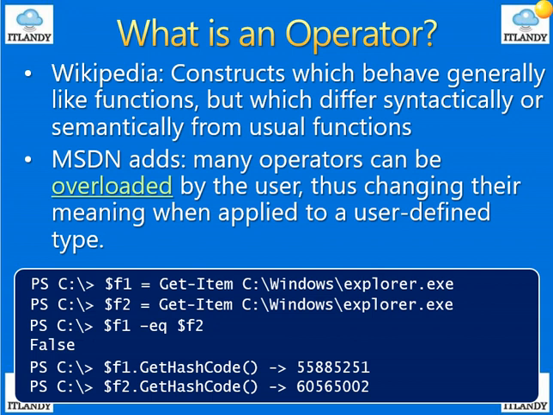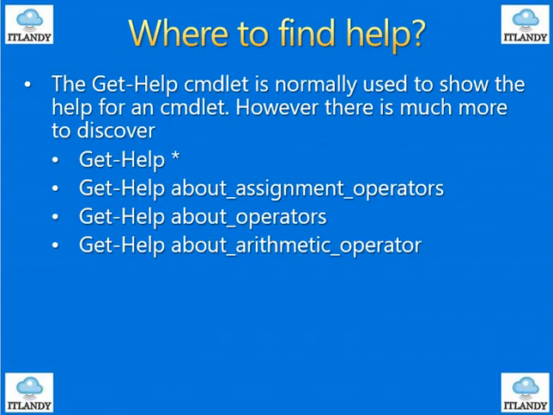Next is where to find help. This is the last part. The Get-Help cmdlet is normally used to show the help for a cmdlet. However, there's much more to discover. Get-Help star, Get-Help about_assignment_operator, Get-Help about_operators, Get-Help about_arithmetic_operators. Similar to the previous ones, for any topic you're after, use about_ followed by the topic, and that will return all the information you need.